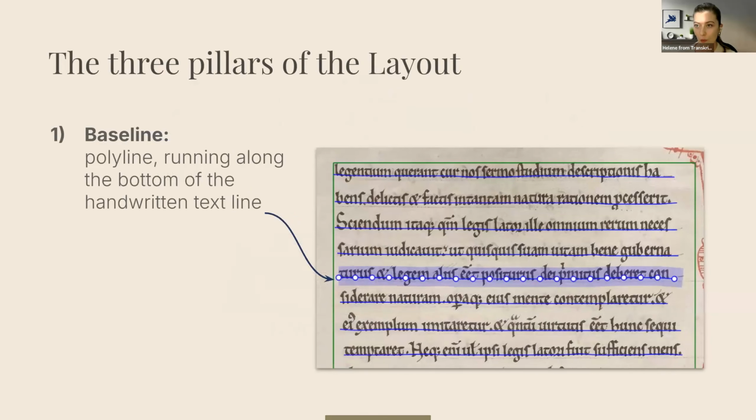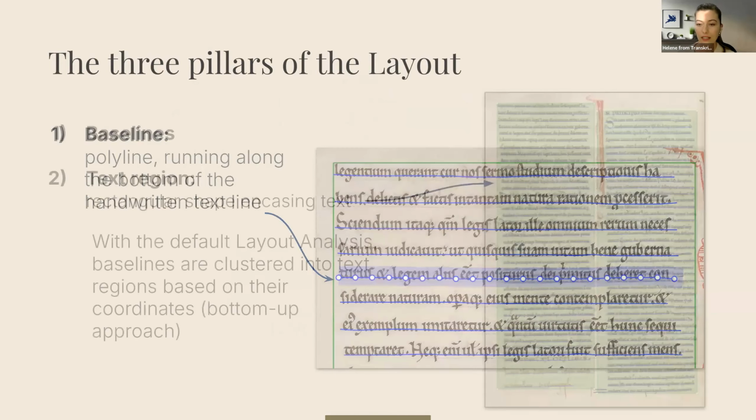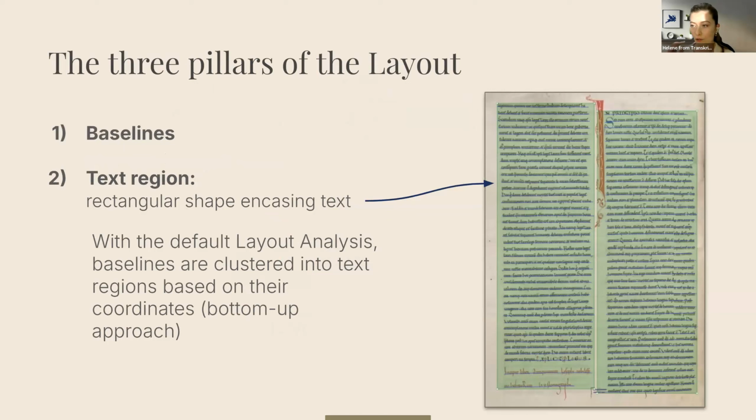To have a closer look at what is happening in the recognition, we have three pillars for the layout. So what happens during the layout recognition is first that the baseline is recognized, and the baseline is the polyline that is running along the bottom of the handwritten text line. You can see that here in the image, it's the line with the white dots. That is the baseline. The second pillar is a text region. So that is the green shape that is encasing the text.